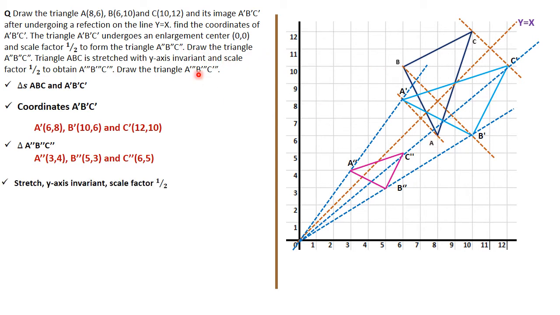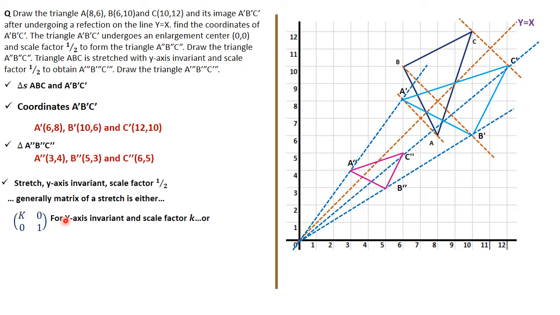We are told to draw a triangle. So we are told that the original triangle ABC is stretched with the y-axis invariant and the scale factor is half. I need to say a few things. One, generally a matrix of a stretch is either [K 0; 0 1], where K is a scale factor and this one is y-axis invariant.